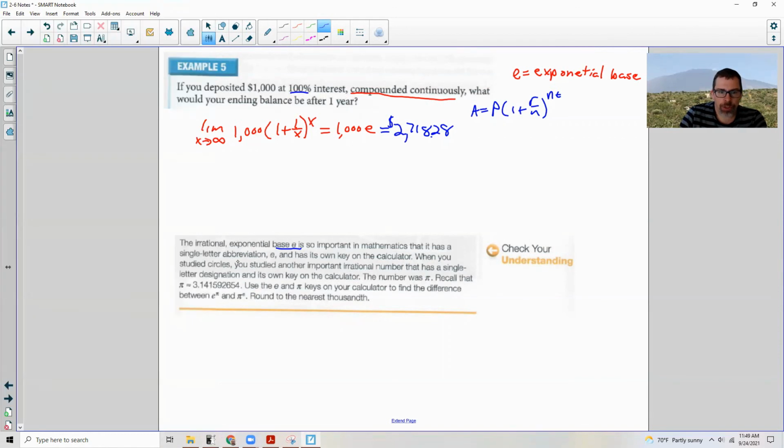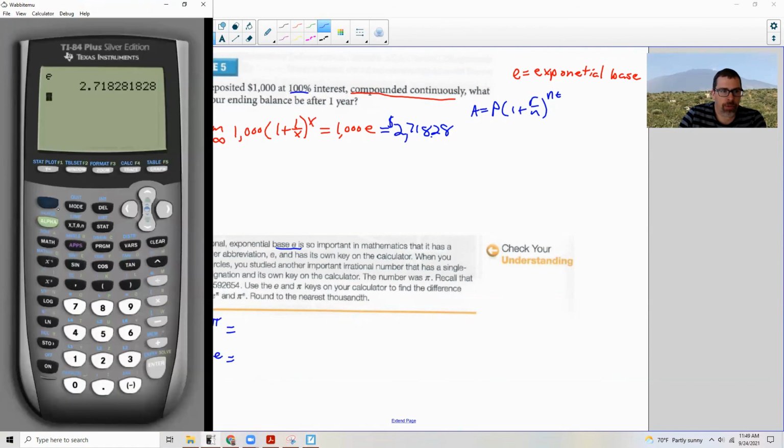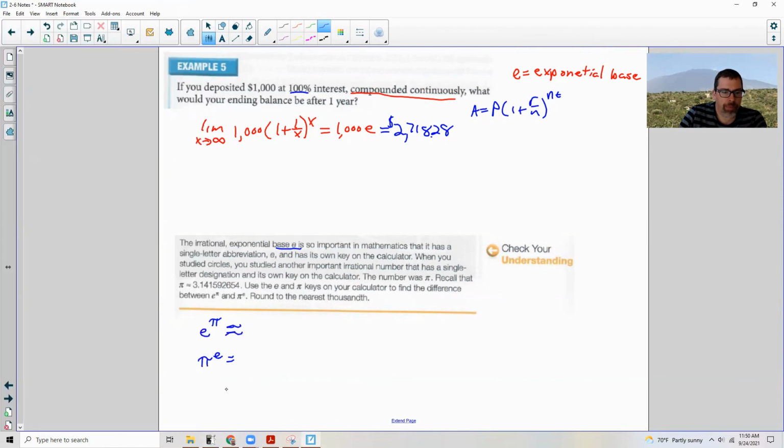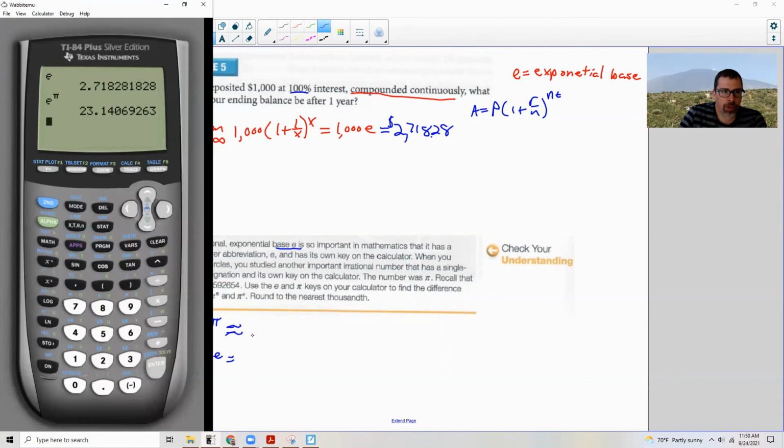Okay. So when you studied circles, you studied another important irrational number that is a single letter designation and has its own key on the calculator, and that is pi. Pi is 3.141592654, and that goes on forever and ever. So it says use the E and pi keys on your calculator to find the difference between E to the pi and pi to the E. Pi to the 0 would just be 1, so that's not it. So E to the pi: I'd do second E to the power of, and pi is that caret button, second caret, E to the pi equals, and it's an approximation, and it is 23.14069.